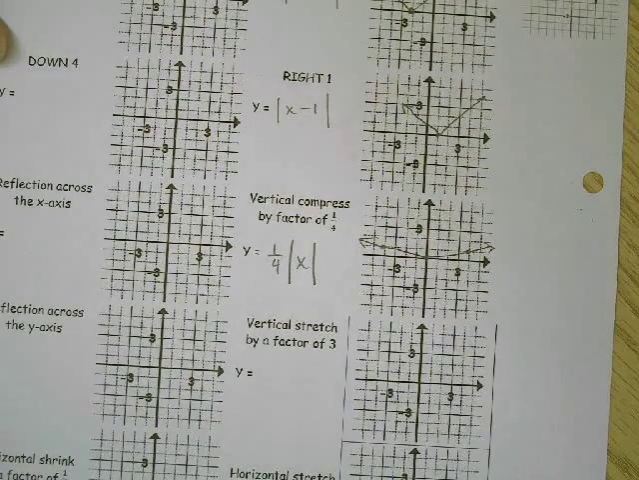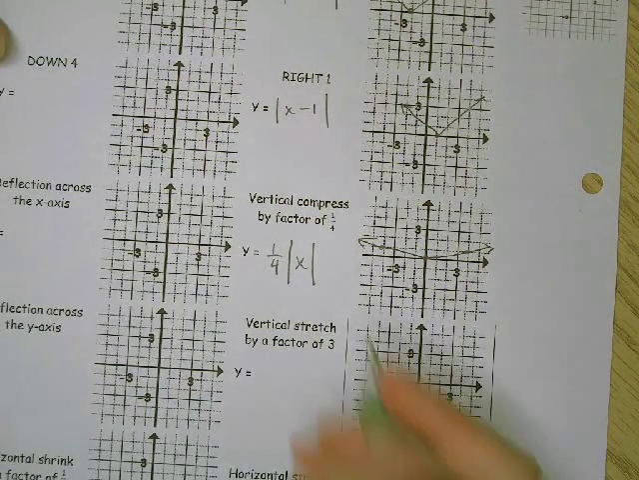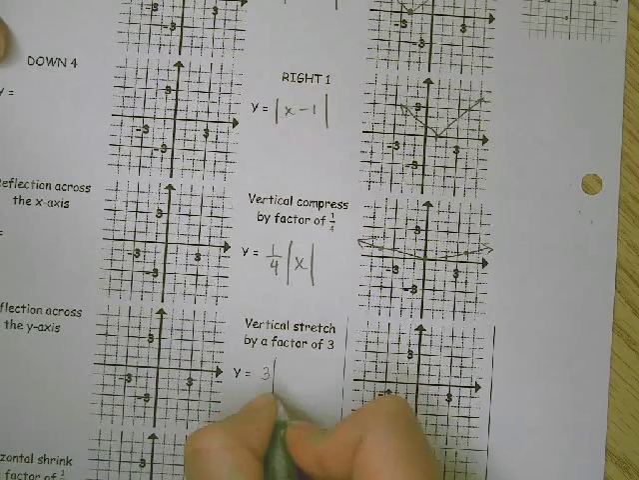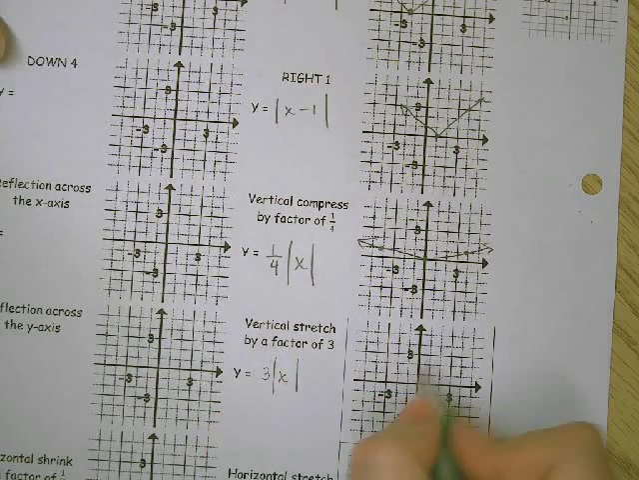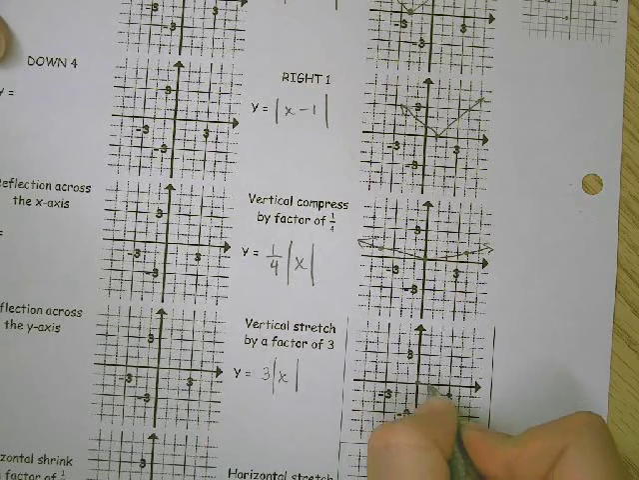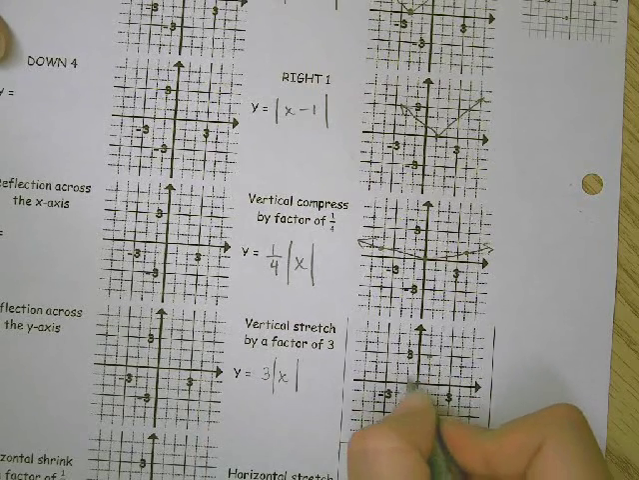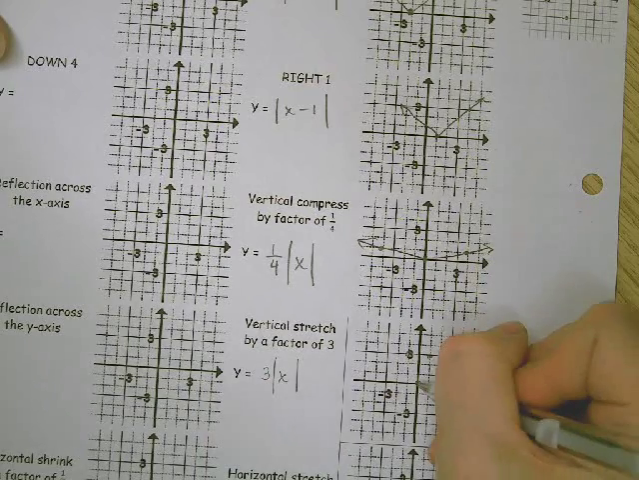A vertical stretch by a factor of 3. So that would be 3 absolute value of x. So that means I'm going to go, starting at my vertex, out 1, up 3, instead of out 1, up 1. So that's going to be a much skinnier one.